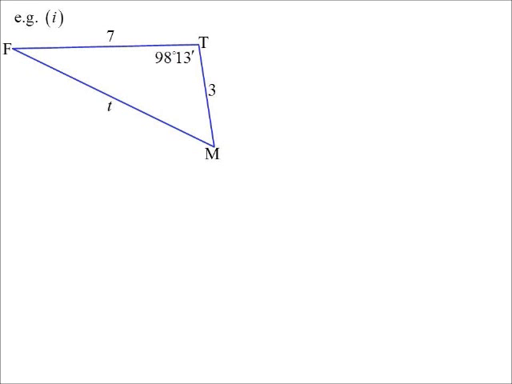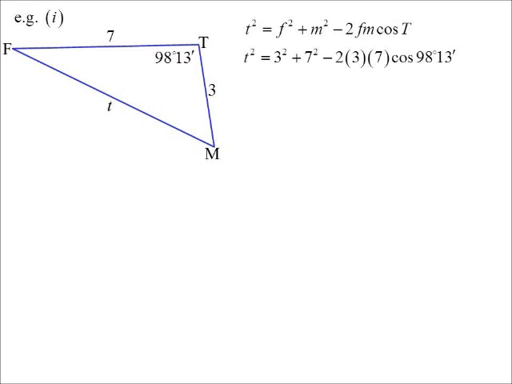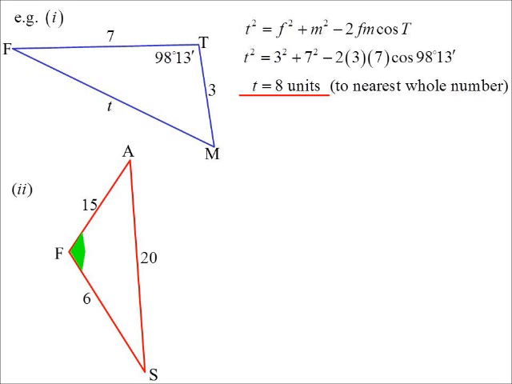Alright, let's do a classic example. So it's t we want to find. So for this one, t squared would be f squared plus m squared minus 2fm cos t. Sub in, and a bit of calculator work. Now remember, that's t squared, so don't forget to press the square root button. I've rounded mine to the nearest whole number because the question had its sides to the nearest whole number.